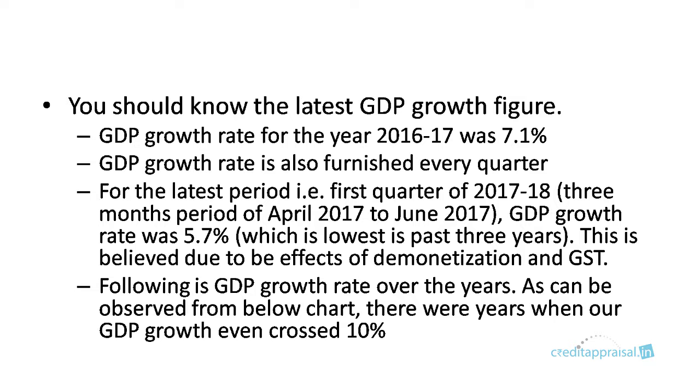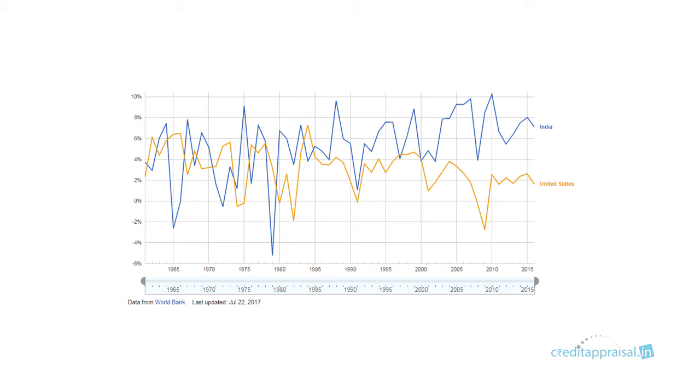Also, not just annually, GDP growth is also furnished every quarter. For the latest period, that is the first quarter of 2017-18, the 3-month period from April 2017 to June 2017, GDP growth is 5.7%. That was actually the lowest in the past 3 years. That is believed to be due to the effects of demonetization and GST.